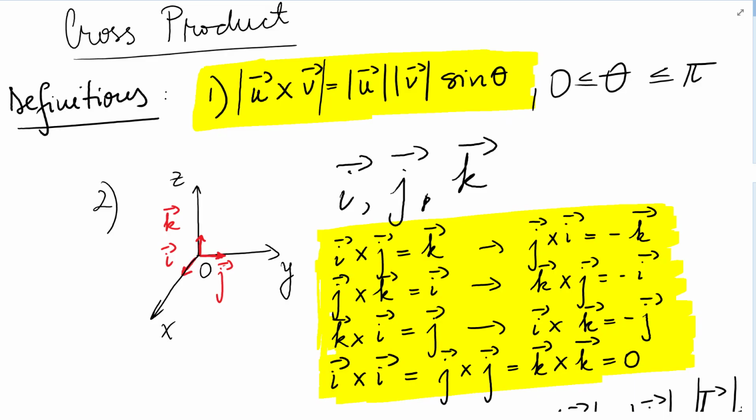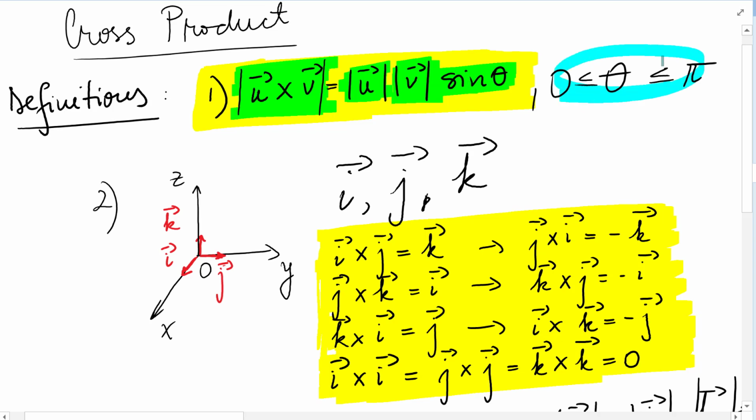In this video, we'll talk about cross product, and I'm going to go over a few definitions that are important. First of all is the magnitude of the cross product u × v, and this x shows that we are talking about cross product. It is the magnitude of u times the magnitude of v times sine of theta, where theta is the angle between the vectors u and v, and theta is between 0 and pi.